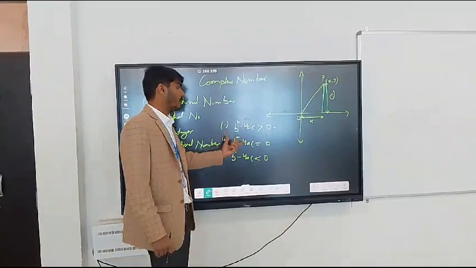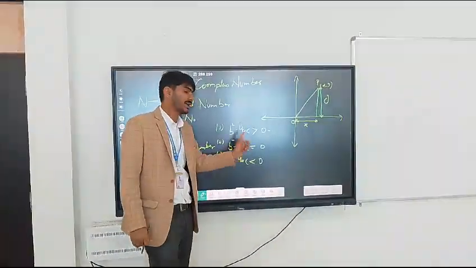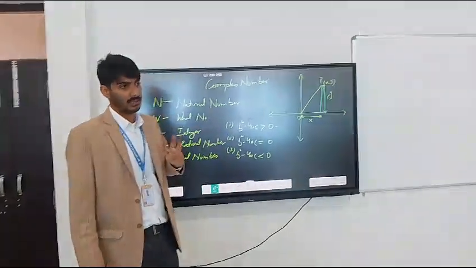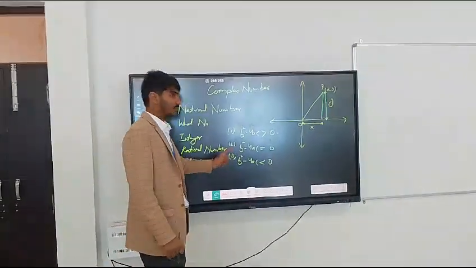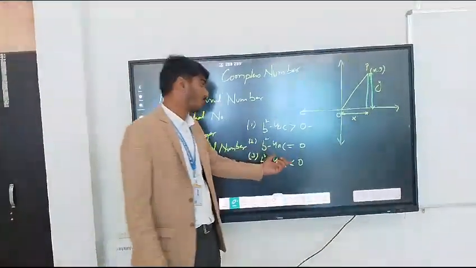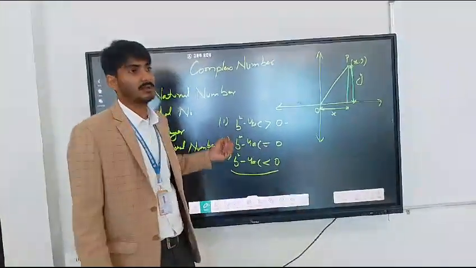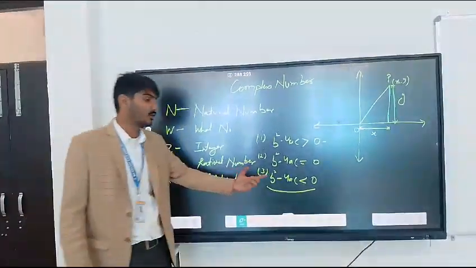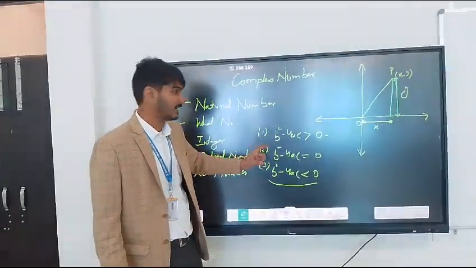And the second condition, when the discriminant is equal to 0, b square minus 4ac is equal to 0, then the roots are real and same. But there is the third condition, when b square minus 4ac is less than 0, roots do not exist. So we have to counter this problem. We have to find the solution for that particular condition if roots do not exist.